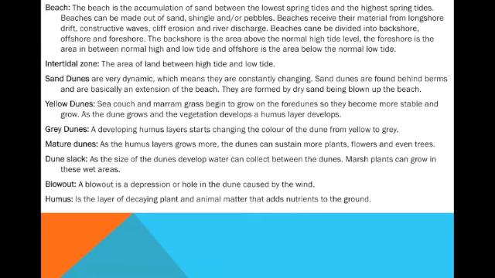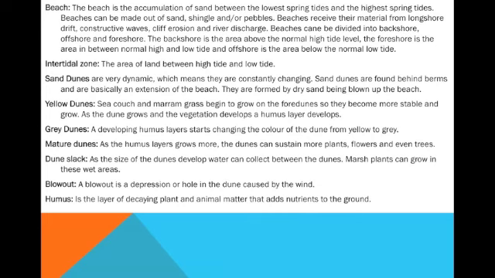Sand dunes. Well, they are very dynamic, which means that they're constantly changing. Sand dunes are found behind berms and are basically an extension of the beach. They are formed by dry sand being blown up on the beach. Yellow dunes: sea couch and marram grass begin to grow on the foredunes, so they become more stable as they grow. As the dune grows and the vegetation develops, a humus layer develops, and the whole thing is called a yellow dune.